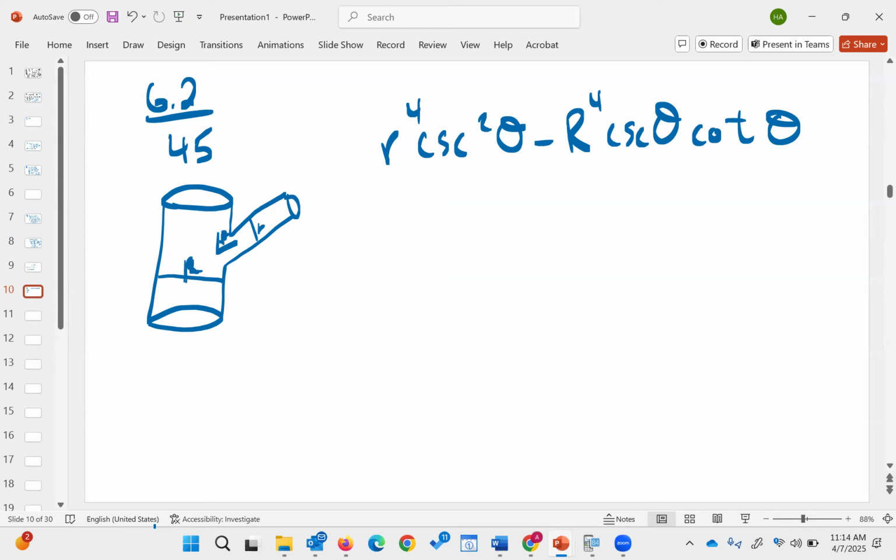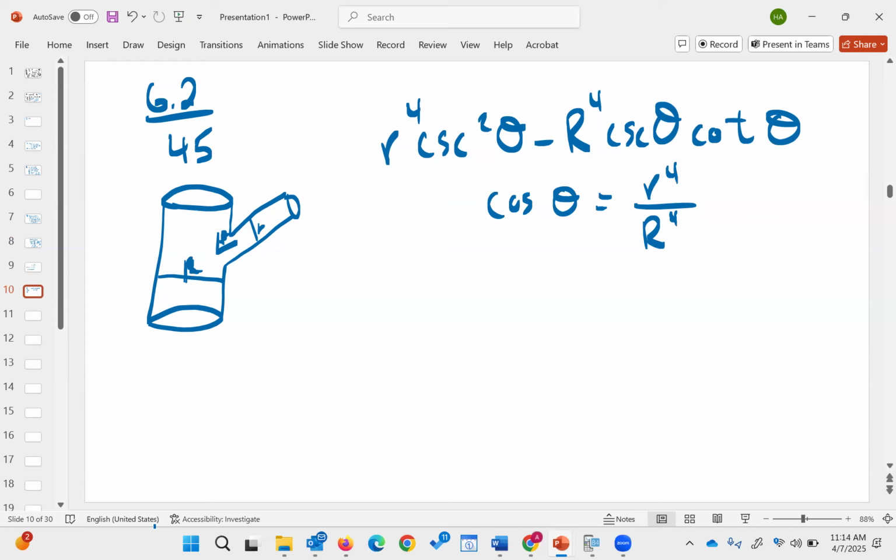So it says, show that this expression equals 0 if this is true: r to the 4th over big R to the 4th. Somehow it has to be 0. So let's do this here. We have to substitute stuff. Yeah, it's cosecant squared on the first one, right?